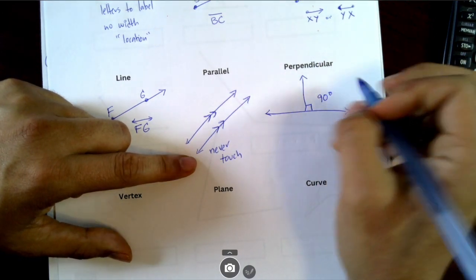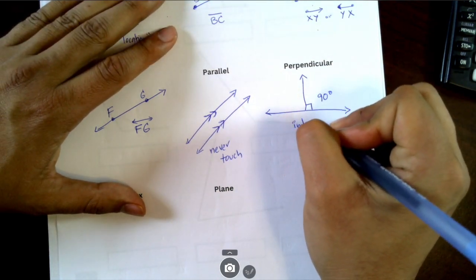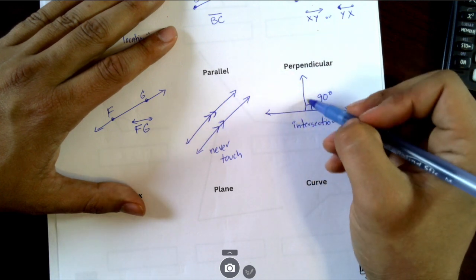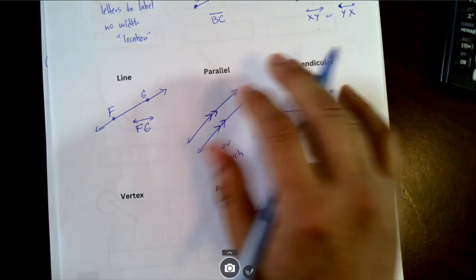Okay, so there's an intersection. And when we build homes, this is usually what we want. We want perpendicular. We don't want the angles to go in or out. So just kind of keep that in mind.